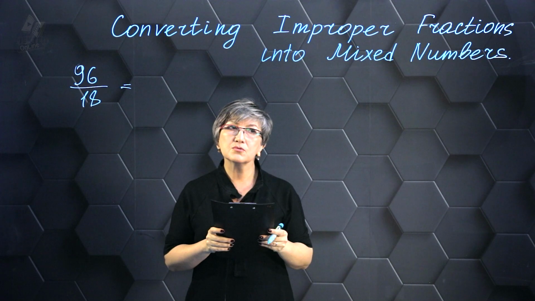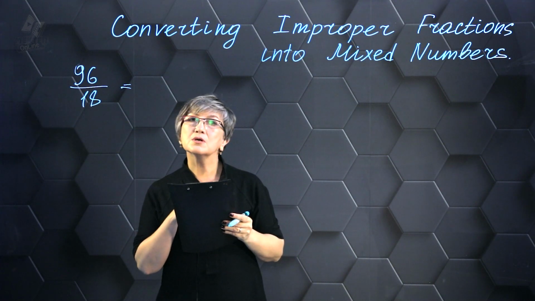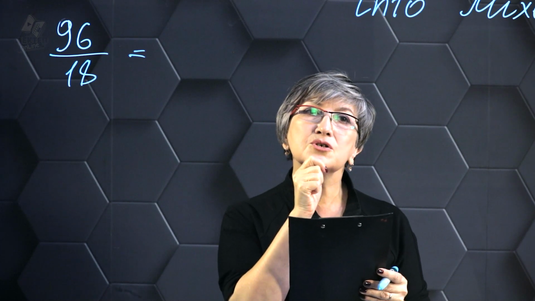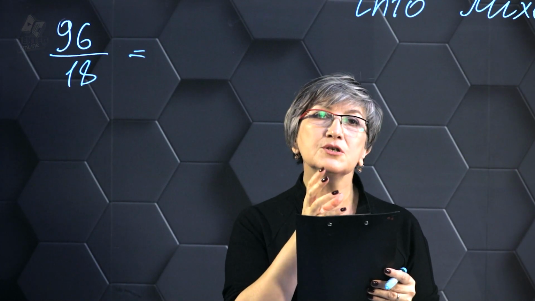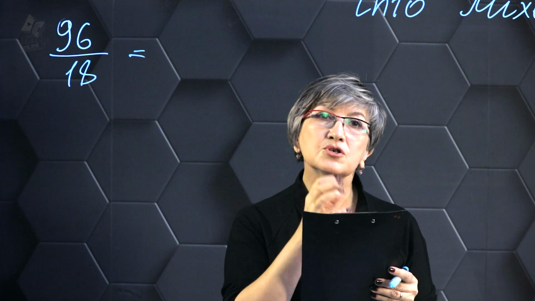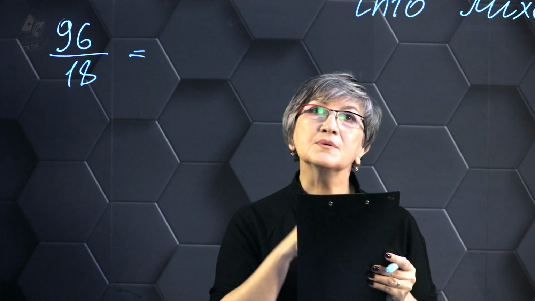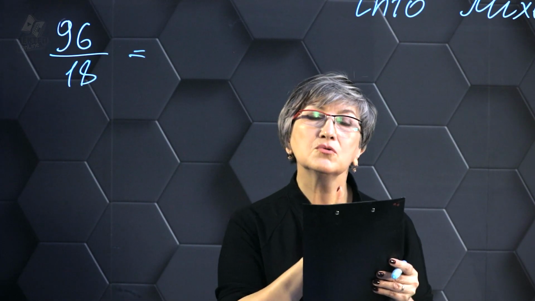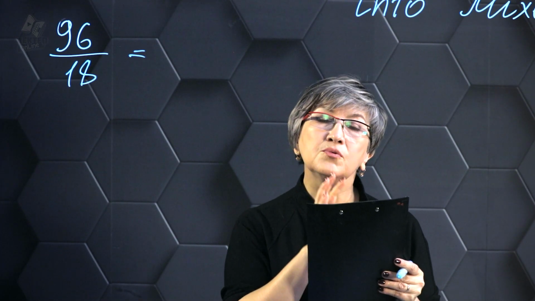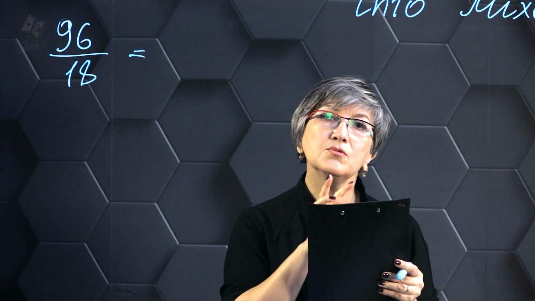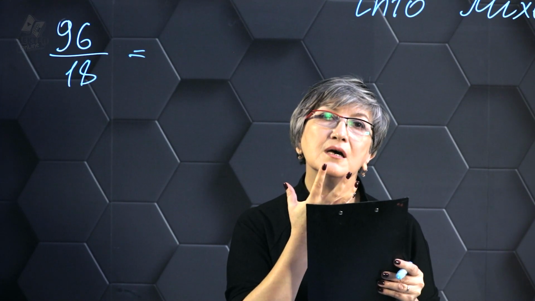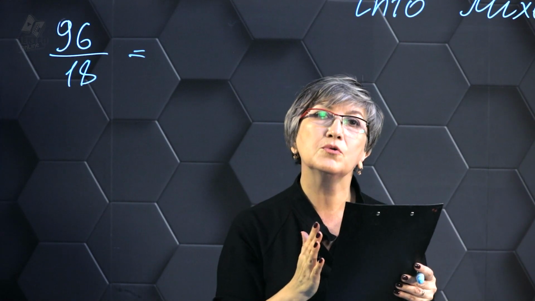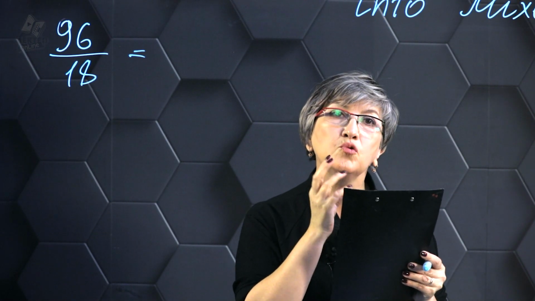Of course, we can divide 96 by 18 to find the quotient, the incomplete quotient, and the remainder. We can do this, but at first glance it's not clear how much the whole part will be here. That's why I recommend simplifying this fraction, especially since when we simplify fractions we get a very nice small fraction. I mean, the fraction will not stay the same in terms of magnitude, but the numbers will be convenient and easy to work with.